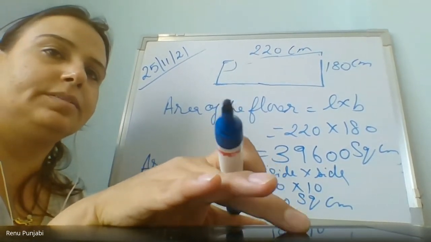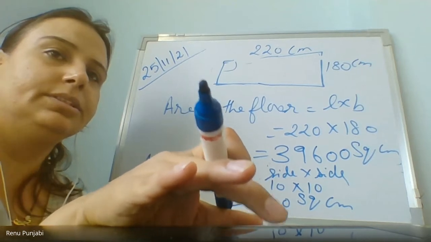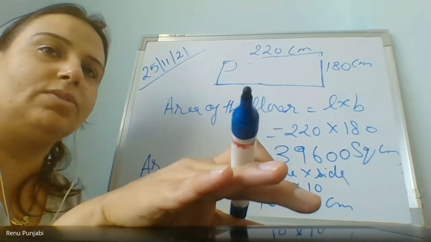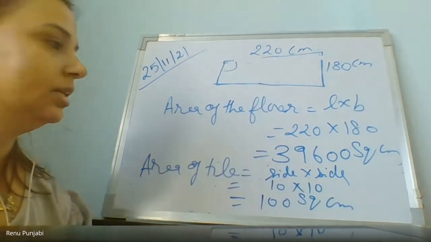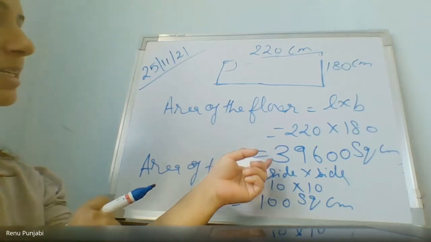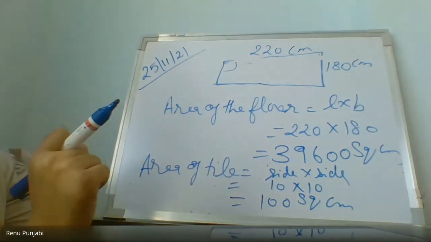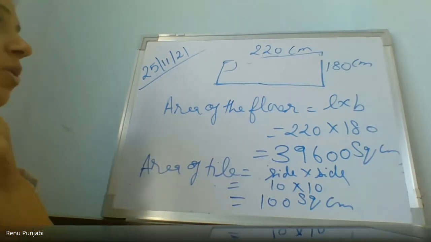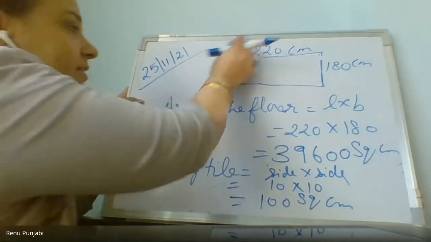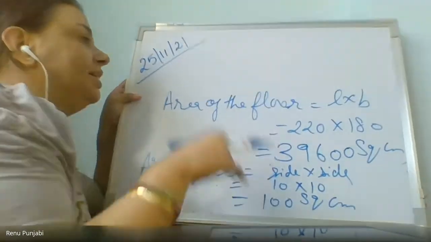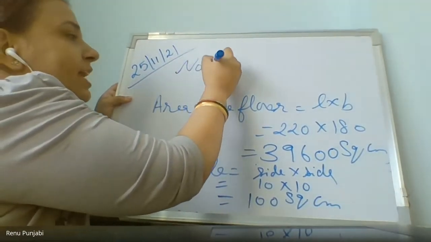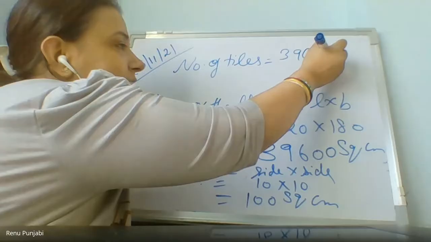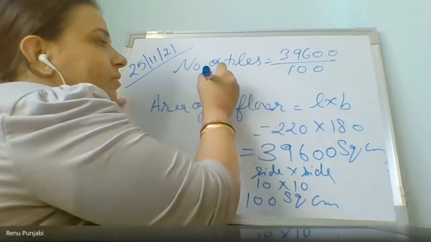Just a minute. Can anyone guess what the answer will be now? If the area of the floor is 39,600 and the area of a tile is 100, now we are going to find the number of tiles. Number of tiles equals 39,600 divided by 100. What will be the answer?